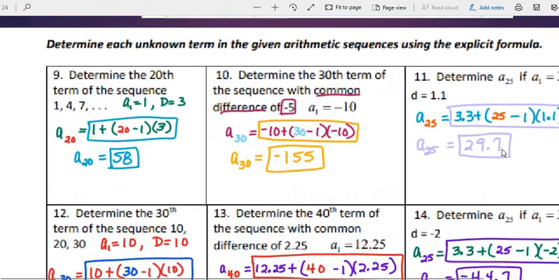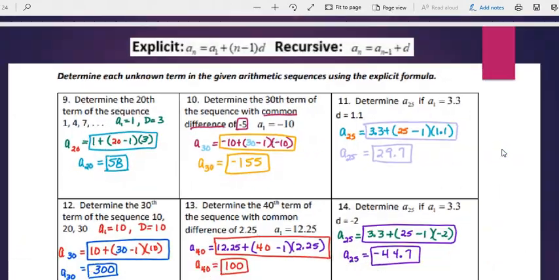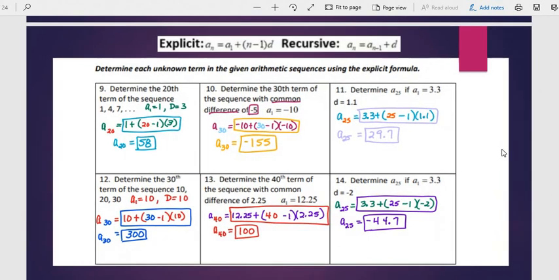Now, let's look at the first term on number 9. When I look at number 9, I see that we're looking for the 20th term. As I said before, this n and this n must match. My first term is a 1. My common difference is 3 right here. So 7 minus 4 is 3. 4 minus 1 is 3. So I have identified these are the two things that I need to know, along with which term we are looking for.